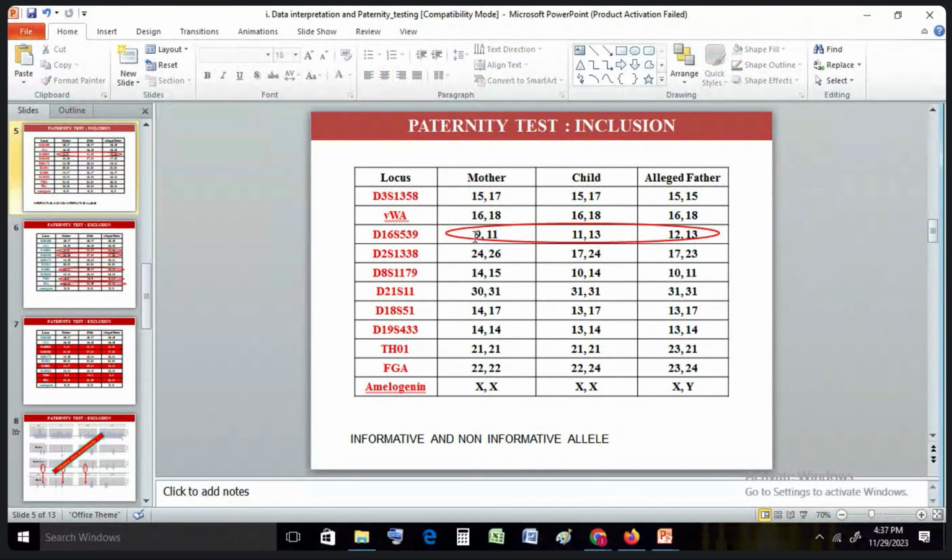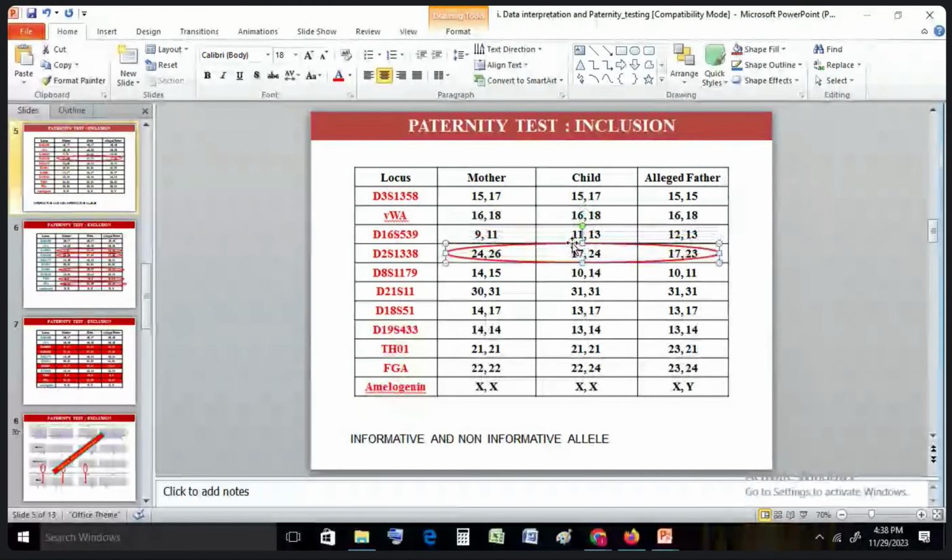For example, in this locus, the child's genotype is 11-13 and the mother's genotype is 9-11. So 11 must come from the mother. Here there is no confusion that 11 is coming from the mother. The 13 must come from the father. And you see the father has 13. So it is also a match. It's very easy to understand. Now move to the next one.